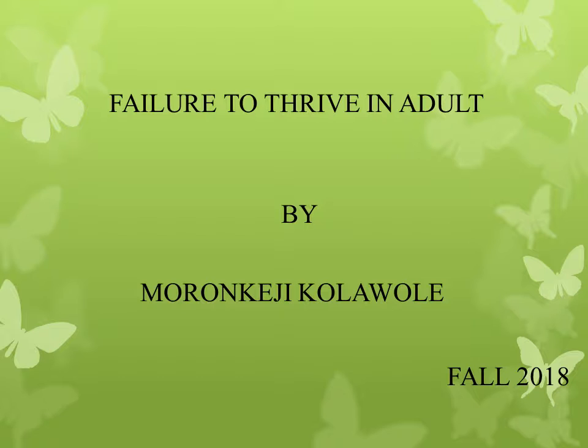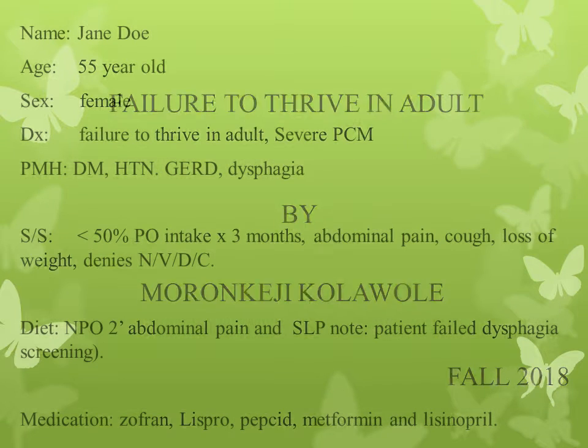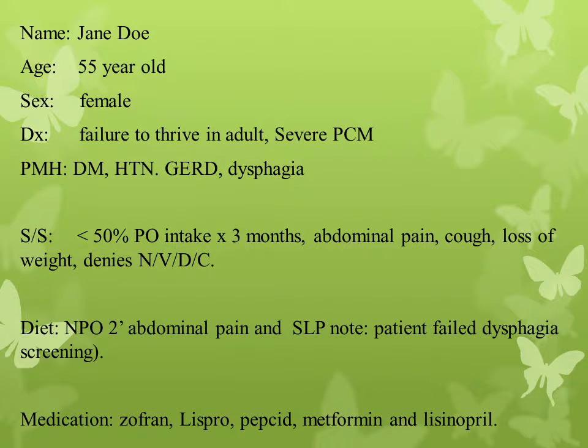This afternoon, I'll be presenting my case study on failure to thrive in adults. My patient name is Jane Doe, 55 years old, female, with diagnosis of failure to thrive in adults, severe protein calorie malnutrition. Past medical history include diabetes mellitus, hypertension, GERD, and dysphagia.